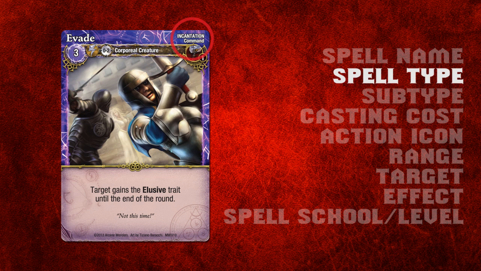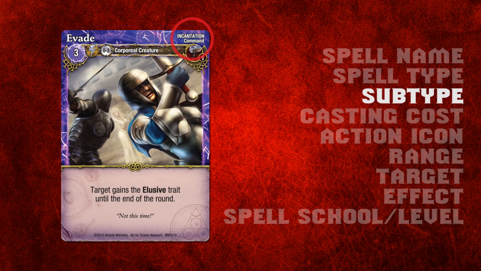The next most important piece of information is the spell type. Whether that's an incantation, attack, creature, conjuration, equipment, or enchantment, each spell type has a few differences that affect how you'll play them. In our Evade spell example, it is an incantation. You can tell because it says incantation in the upper right, but it also has the purple border. The borders and the colors indicate what kind of spell type it is for quick reference.